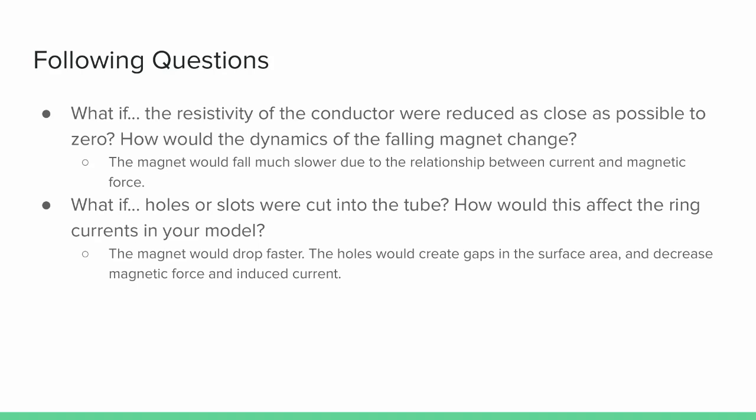What if holes or slots were cut into the tube? How would this affect the ring currents in the model? If this were the case, the magnet would drop faster. The holes would create gaps in the surface area and decrease the magnetic force and induced current on the magnet.